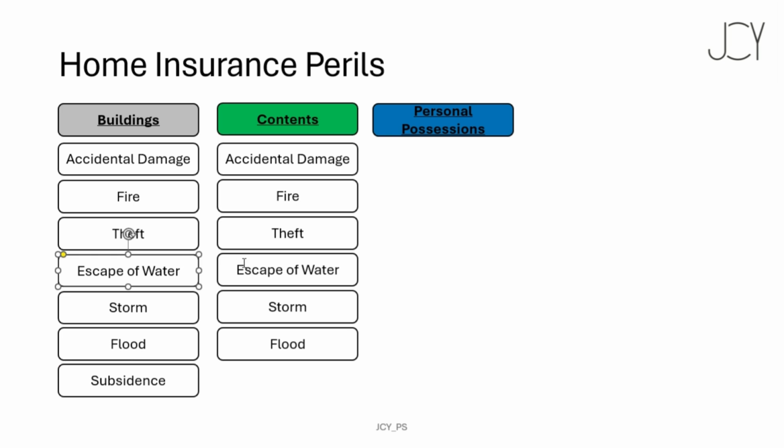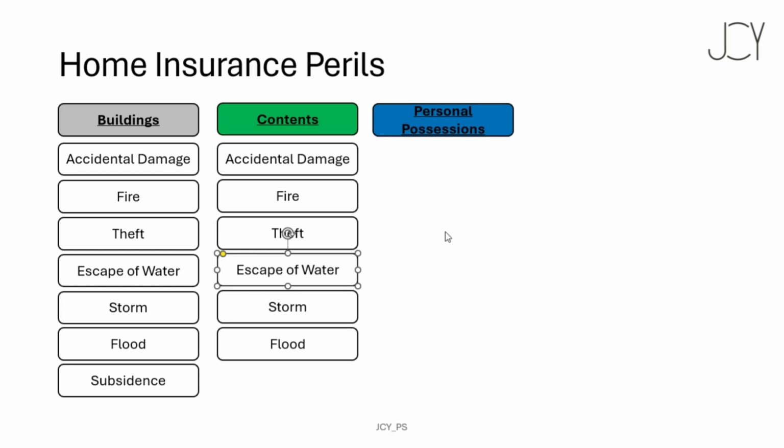If we look at escape of water, this example could be a serious burst pipe, and over time, without knowing, this has caused more and more damage, and eventually the ceiling collapses. So this would be a buildings related claim, but at the same time, if contents is covered, and in the case of this collapsed ceiling affected, for instance, your home cinema below and all the equipment, then this would be a contents related escape of water claim.